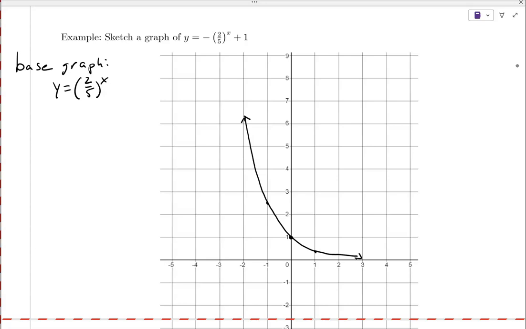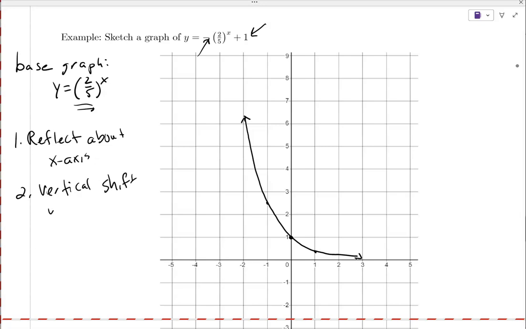All right. Looking at this as my base, what transformations do you see? What things do you see happening to that? Yep, we got a reflection and an up one. Yeah, we've got to shift up, right? So for our transformations, we've got a reflection about the x-axis. And the second one, we've got a vertical shift up 1.